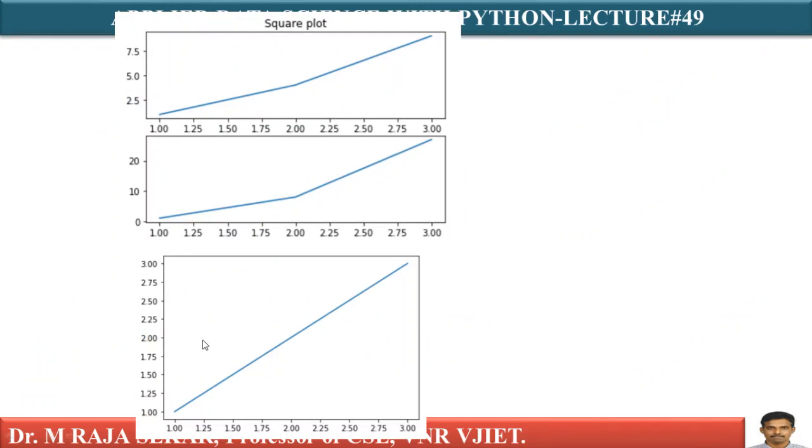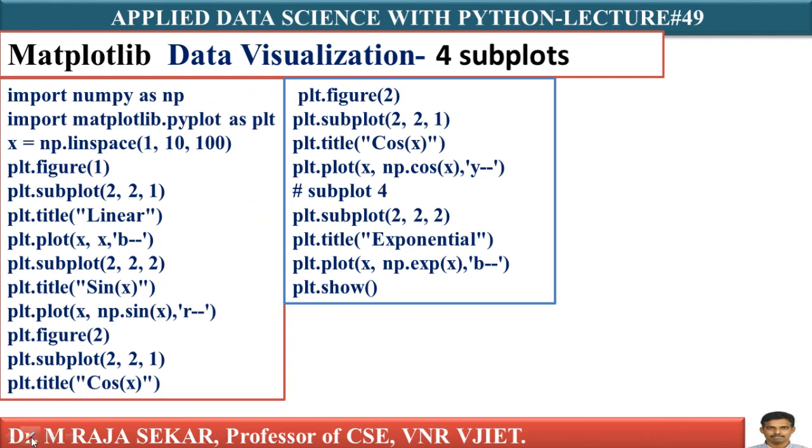Same output I am keeping in a separate slide, nothing more than that. Now what we are doing here, same story: np.linspace(1, 10, 100) means 100 evenly spaced points will be created between 1 and 10.